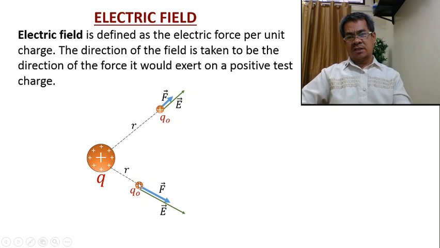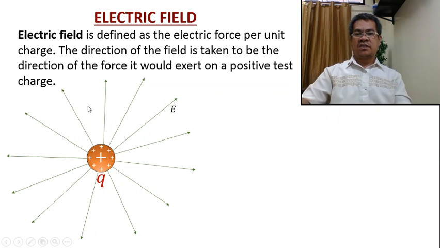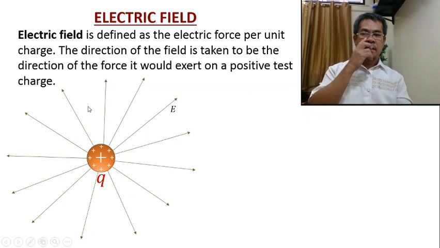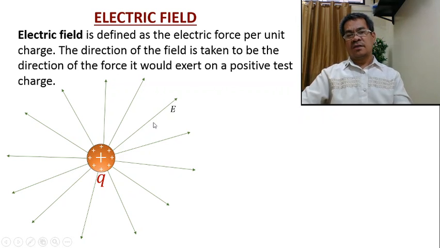So if you move this test charge around at different distances, it will come up with a charge distribution that results in the electric field. So the amount of electric field actually depends on r. Suppose we have an electric field at this point, and a different electric field at this point, and a different electric field at this point.